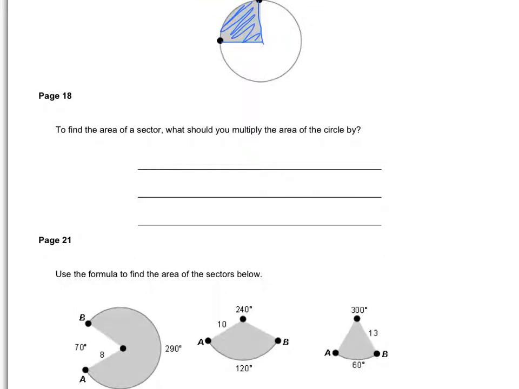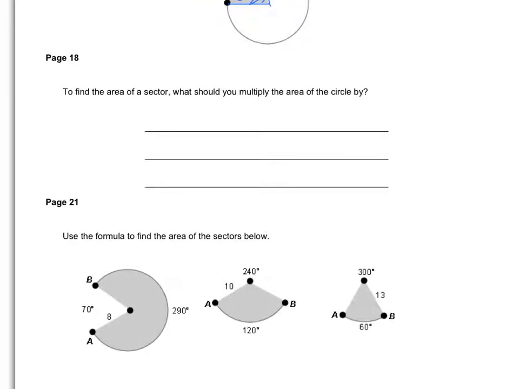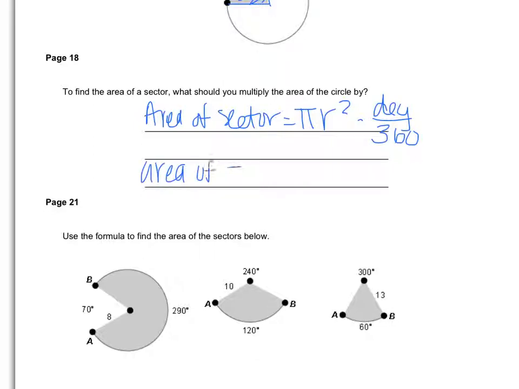So just like we had an arc length formula, we have an area of a sector formula as well. So the area of a sector equals pi r squared times the degree over 360, or the area of the sector equals the area of the circle times the degree over 360. Either formula will work, it just depends on what they've given me.